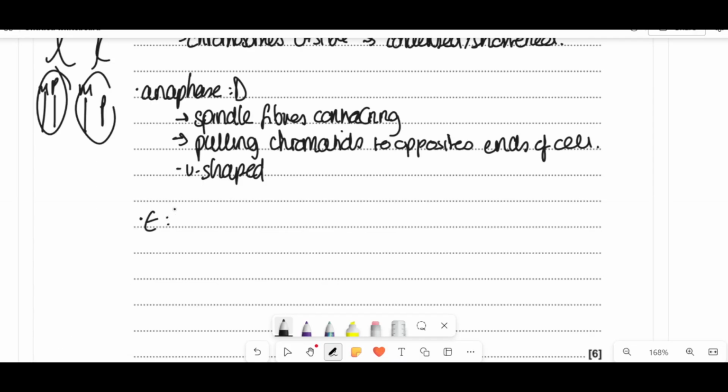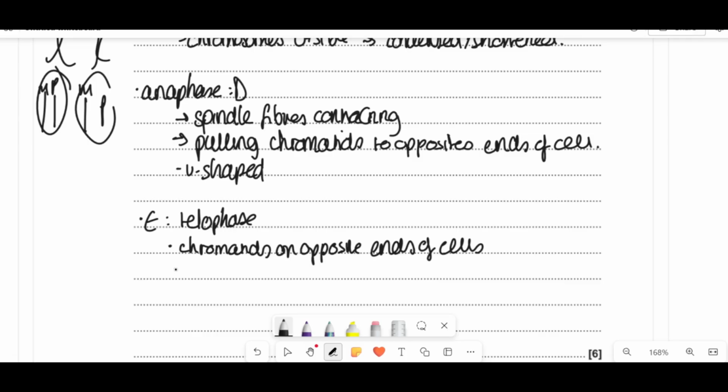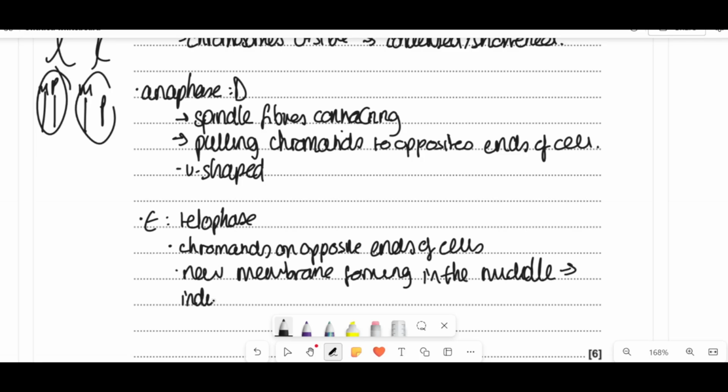So E is telophase. If we want to be specific, late telophase. Why? It's because the chromatids are on opposite ends of the cells, and also there's a new membrane forming in the middle, which is indicating that cytokinesis is happening. So when it says describe the events, don't just simply write down what the stages of mitosis are and all that kind of stuff. You need to say what you're seeing in this diagram and why.